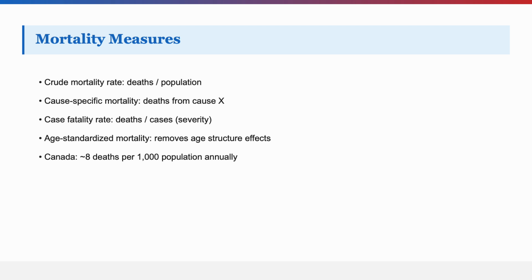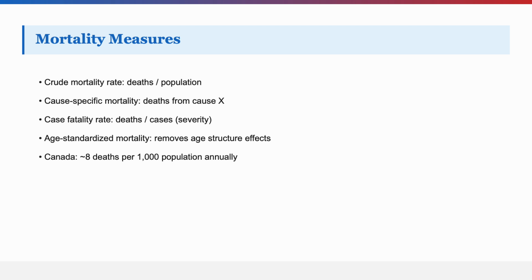Mortality measures tell us about death, the ultimate health outcome. Crude mortality rate is total deaths divided by population. Canada's crude mortality rate is about 8 per 1,000 per year, roughly 300,000 deaths annually in a population of 38 million. Cause-specific mortality rate focuses on deaths from a particular cause. Cancer mortality rate is cancer deaths divided by population. This tells you the risk of dying from cancer in that population.